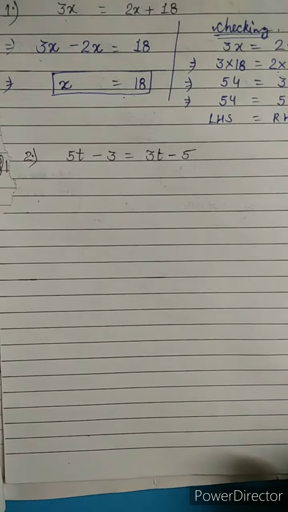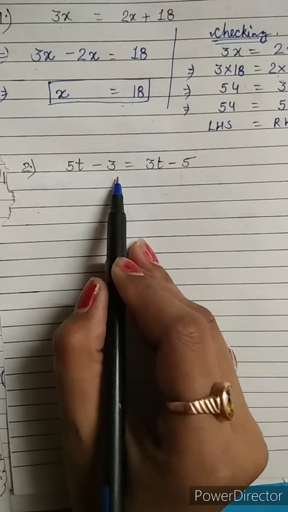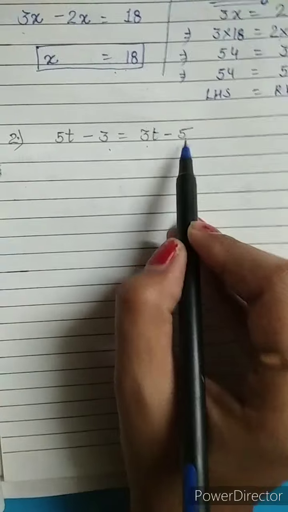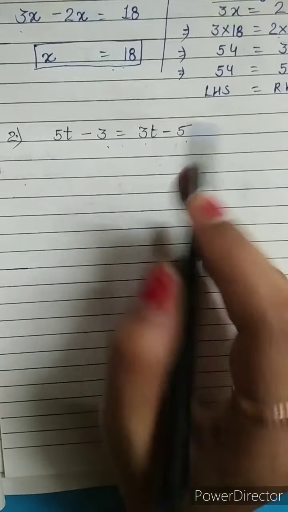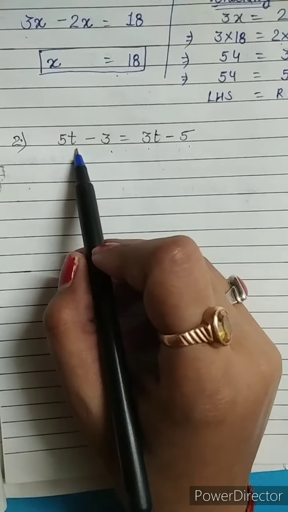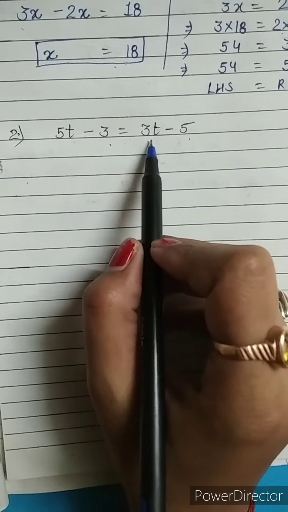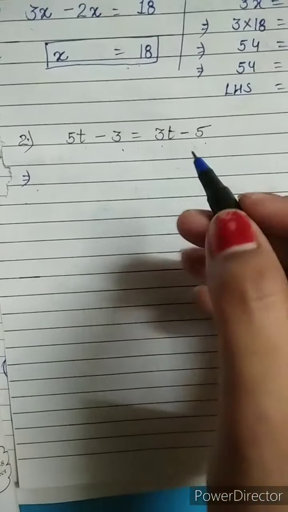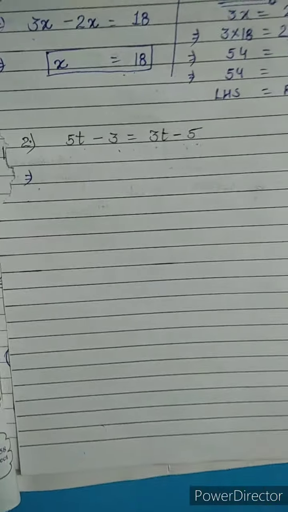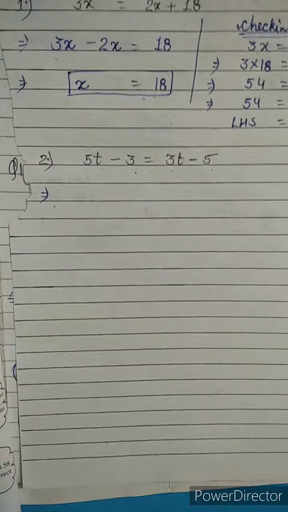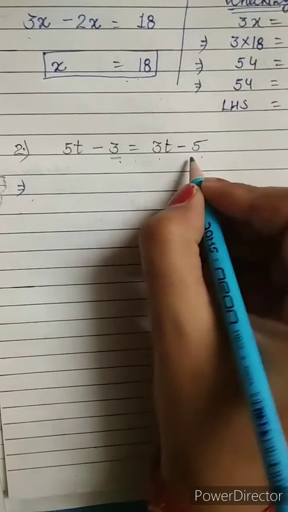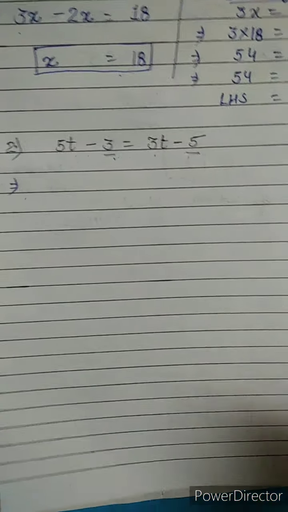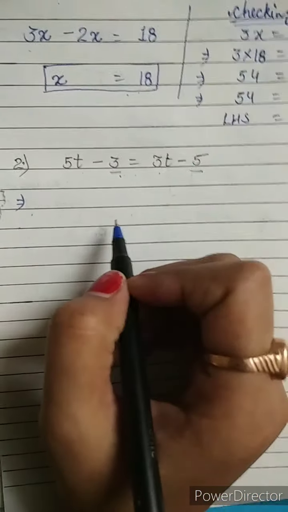Now the second question is 5t minus 3 is equal to 3t minus 5. On both sides, LHS and RHS, we have only one variable, that is t. So we will combine the t terms together, and the constant terms together. Here the constants are only 3 and 5. So this 5 and 3 will come together, and this 5t and 3t will come together.